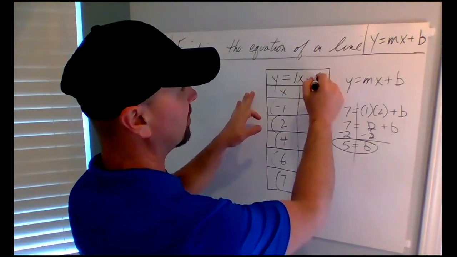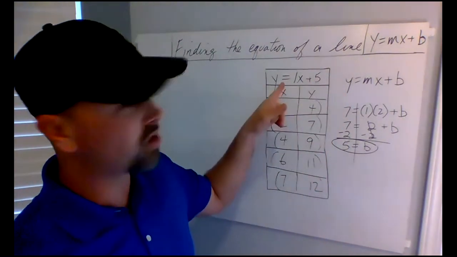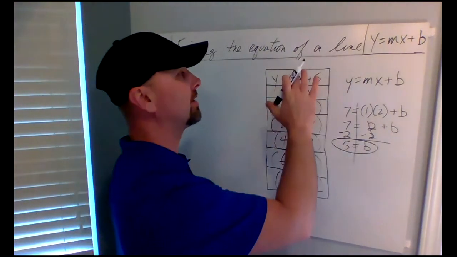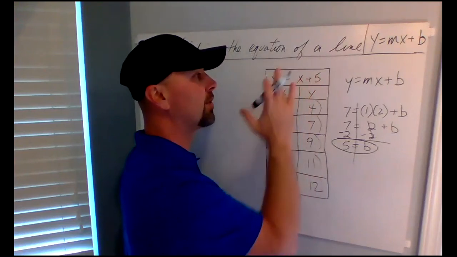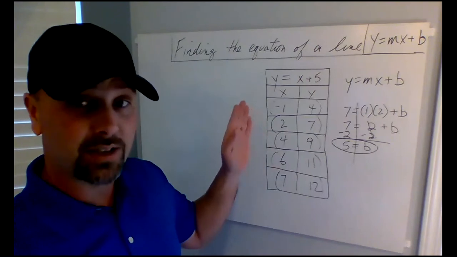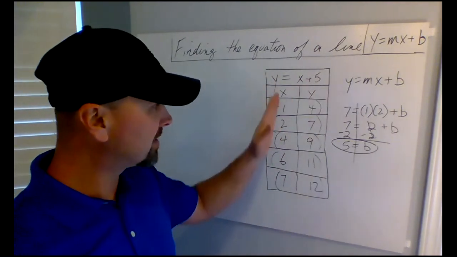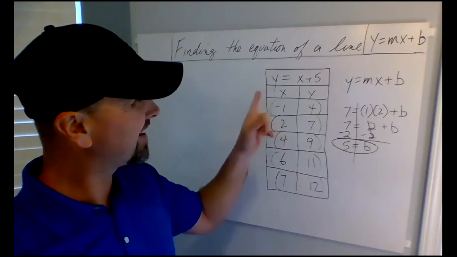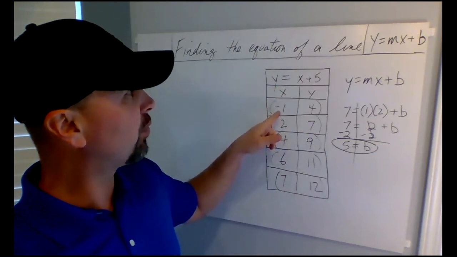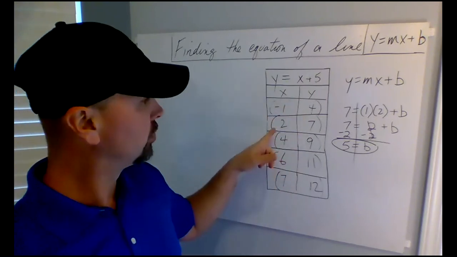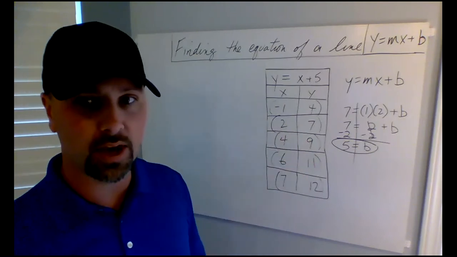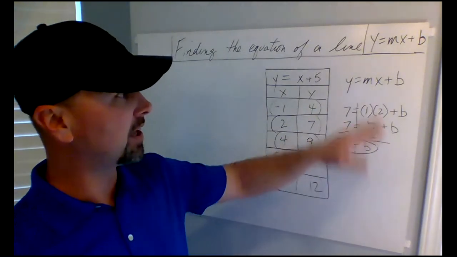Plus 5. Again, if you were going to see this equation, you would not see 1x. If it's 1, you don't need to write it, okay? So really the most simple equation for that line would be y is equal to x plus 5. And notice that works for any of these. Whatever x is, y is going to be 5 more. -1 plus 5 is 4. 2 plus 5. 4 plus 5. 6 plus 5. It works, okay? But I'm going to go ahead and show you again.